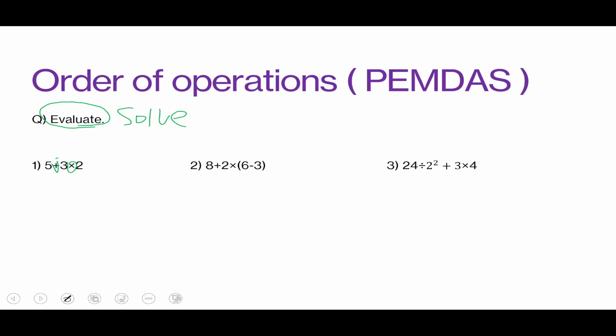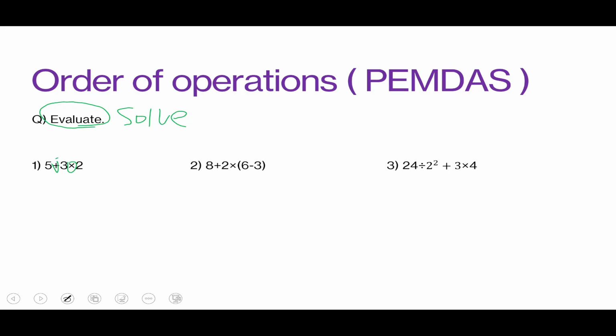Let's say question 1: 5 plus 3 times 2. If you are not going to use the order of operations and solve it like this, 5 plus 3, it's 8, times 2, it's 16. This is wrong. Why? Because we didn't use the order of operations. Now let me erase it.